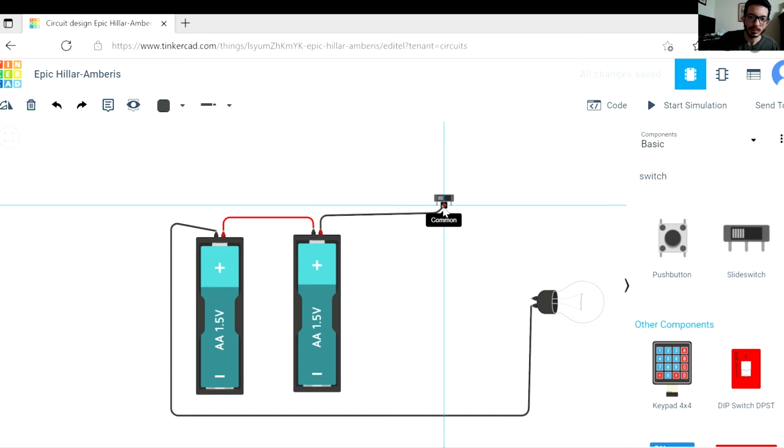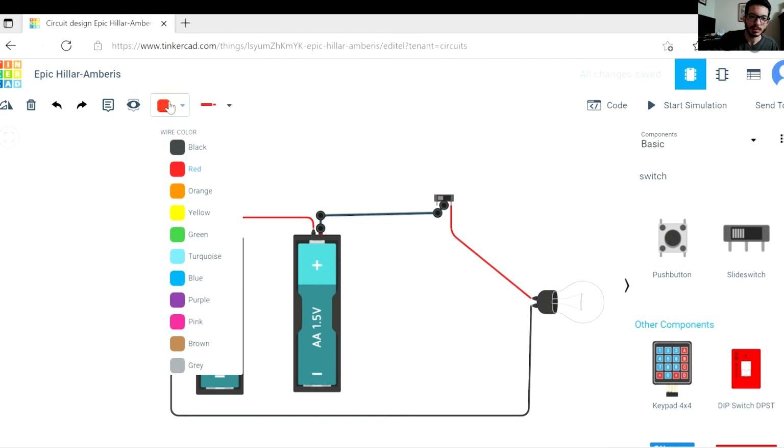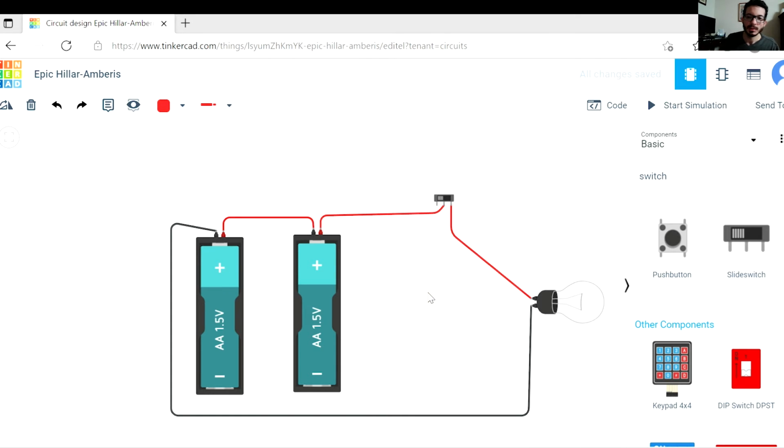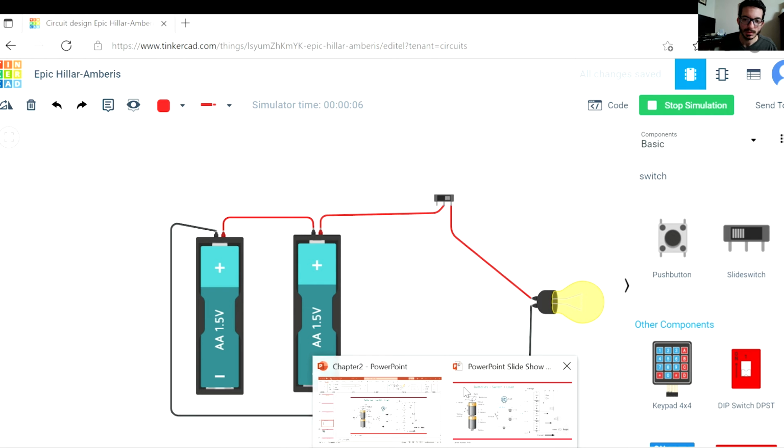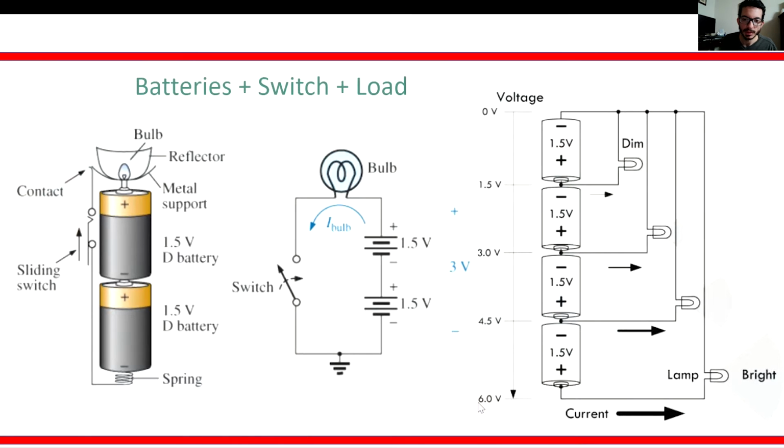So we're going to connect to the common, and we're going to connect to here. Let's say this is red, since this is positive before the load, and this is red. So in this case, this is not going to work unless you turn on the switch. So there you go. This is pretty much the circuit, the same circuit we have right here.